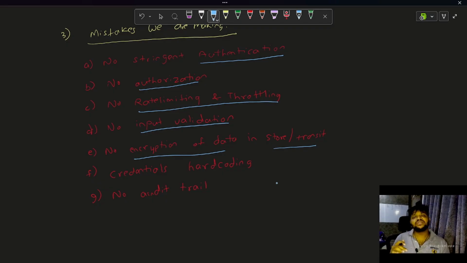Plus most of the time it happens without even thinking, we generally log the data, and in the logger file generally all this data is visible. So encryption, we try to protect the data, but no one is encrypting the data today while storing it or while in transit. Then comes the credentials hard coding.